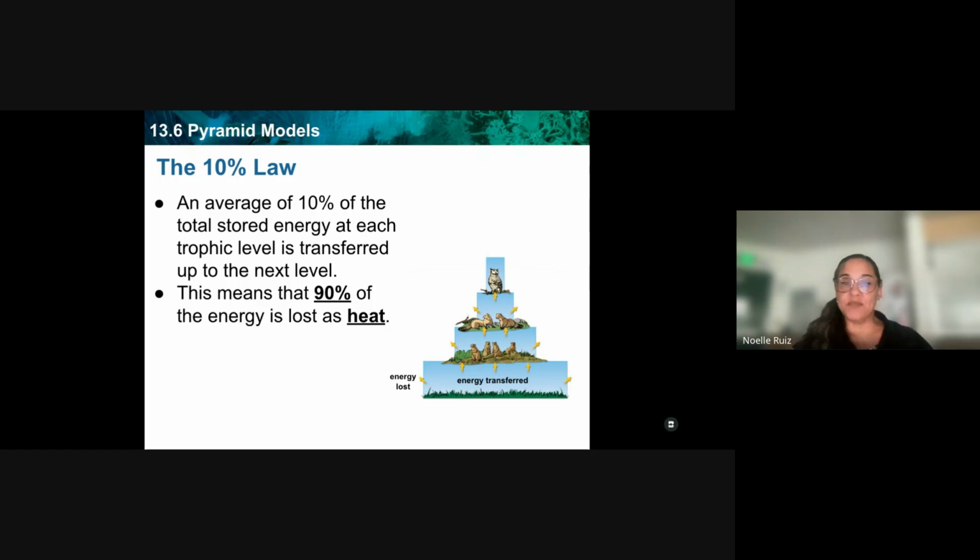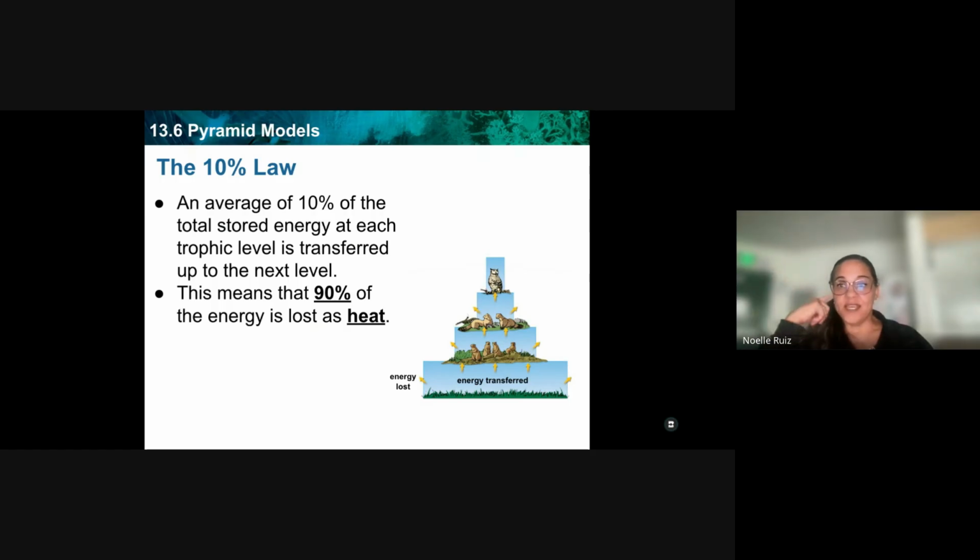It's actually called the 10% law. An average of 10% of the total energy stored at each trophic level is transferred to the next level. This means that 90% of the energy is lost, and most of the time it is lost as heat. So the food we eat, we only get to keep 10% of the energy of whatever we eat.